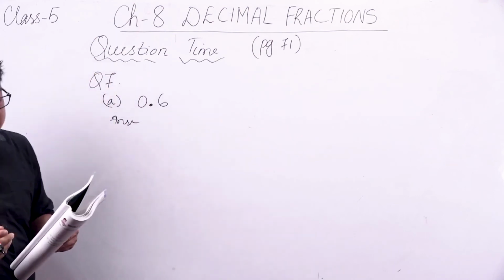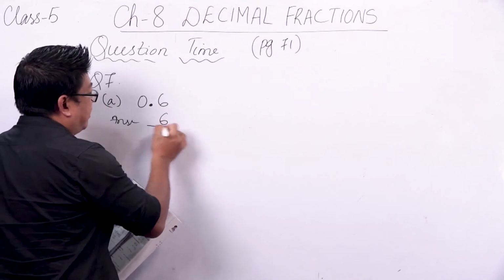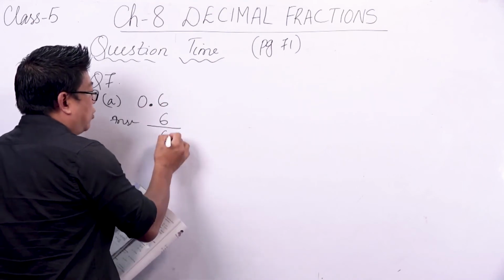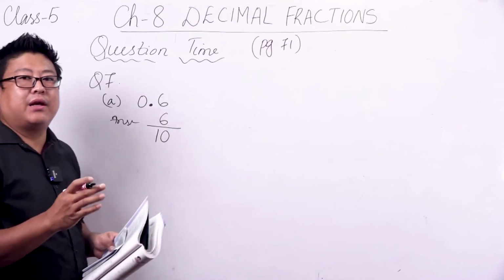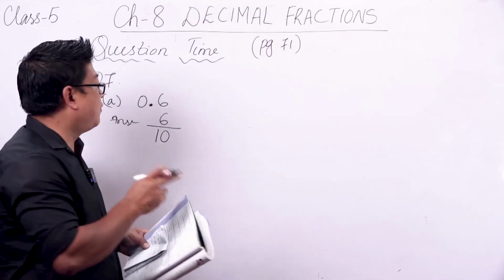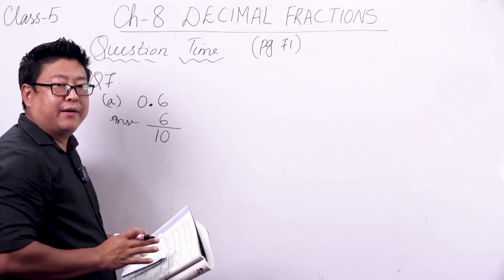0.6. This decimal, if we convert to a fraction, it will be 6 divided by, after the point there is 1 digit, so 1, 0, right? So this is the fraction we are getting, but they're asking for the lowest form. Lowest form means we have to cancel out, divide as much as possible, all right?